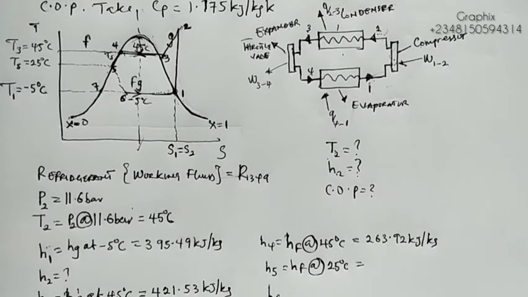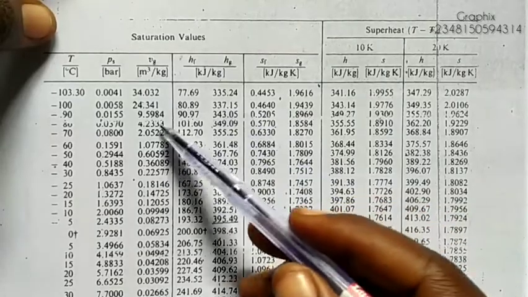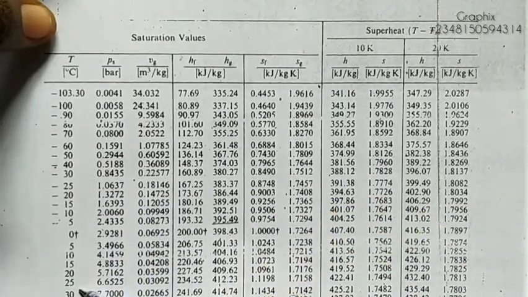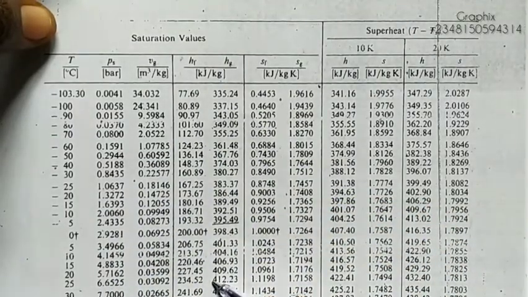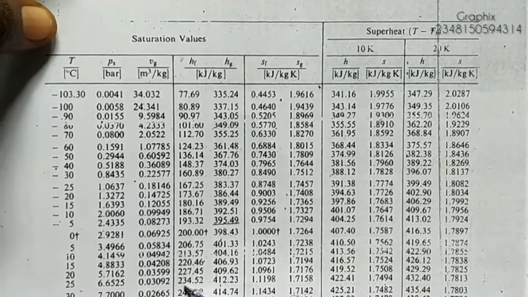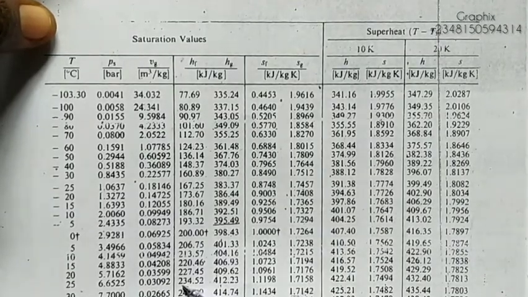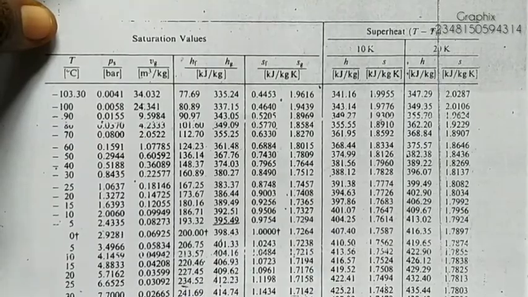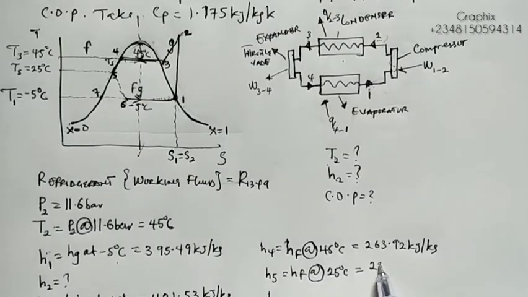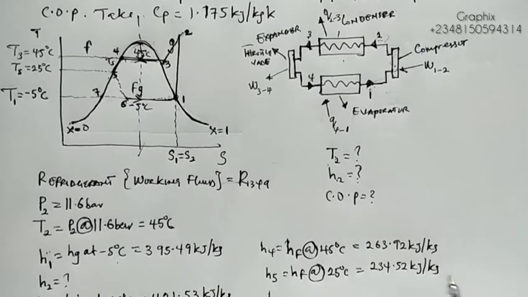So we're having 25 degrees Celsius, you check it on the steam table, and when you check it, we're having this. So you go and check for 25 degrees Celsius here, and you go and check for HF, and this is what we're having here, 234.52, right? 234.52 kilojoule per kilogram.